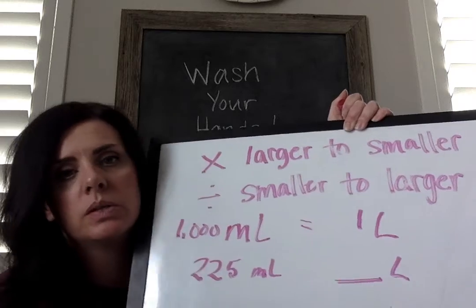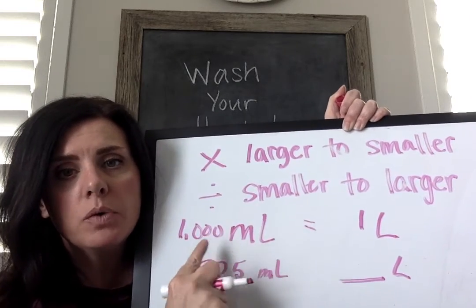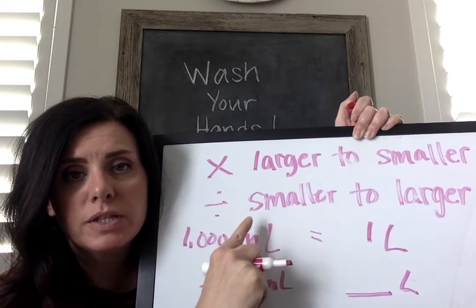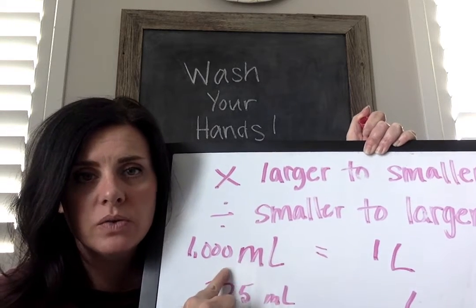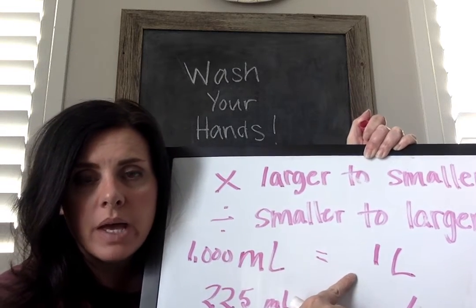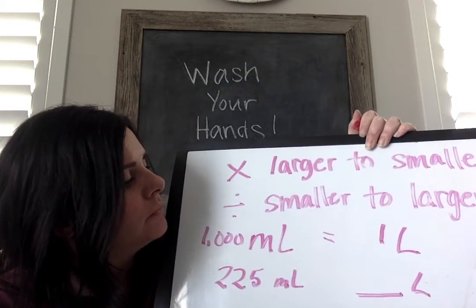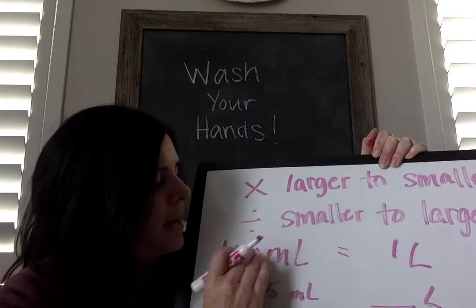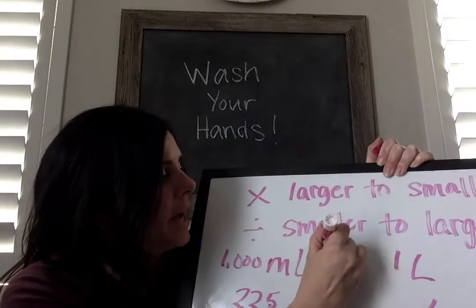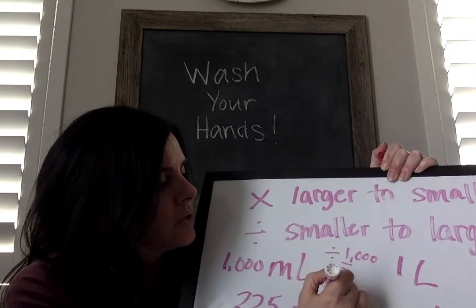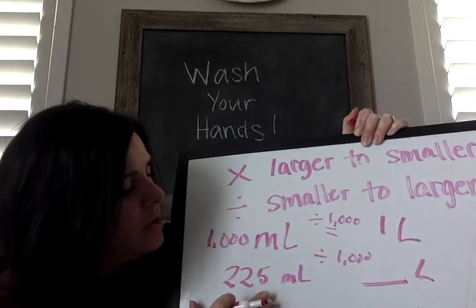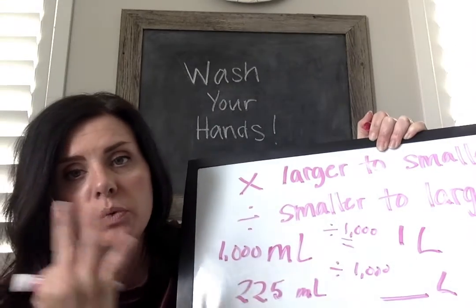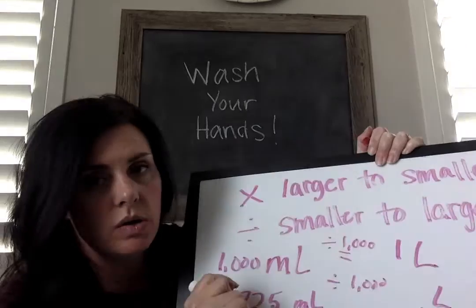So here we go. This is where we fill it in. I'm going from 1,000, smaller to larger, milliliters to liters, and 1,000 to 1. So we've got to divide. We're dividing by 1,000. To get from 1,000 to 1, we divide by 1,000. So I'm going to do the same thing on the bottom. I'm going to divide by 1,000. And in order to do that, I'm going to move my decimal 3 spots because I've got 3 zeros.